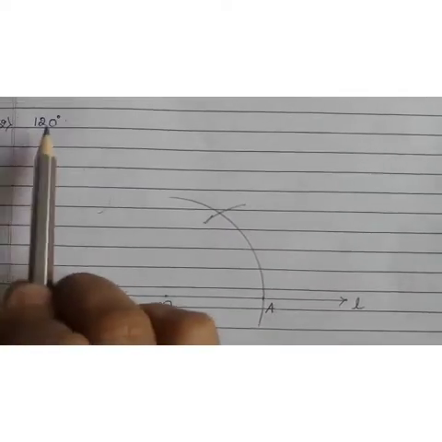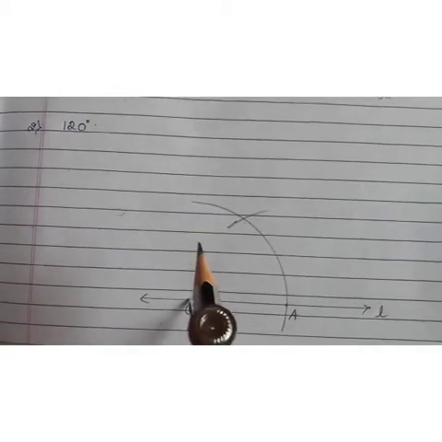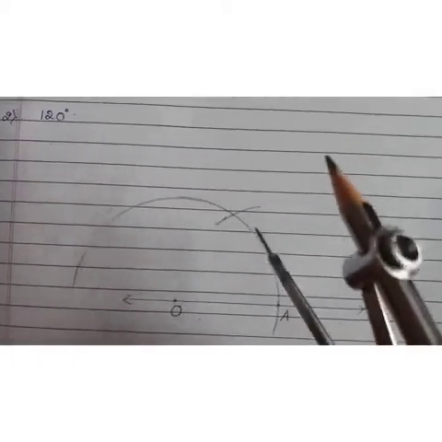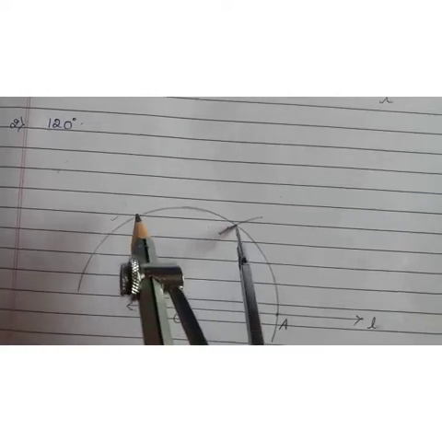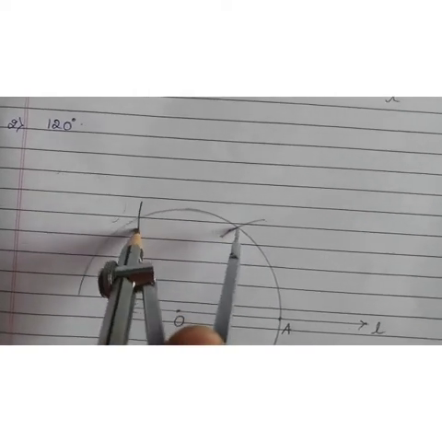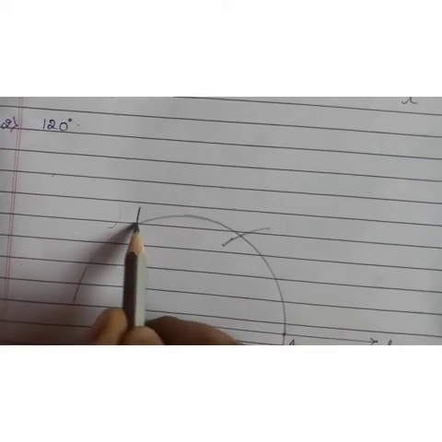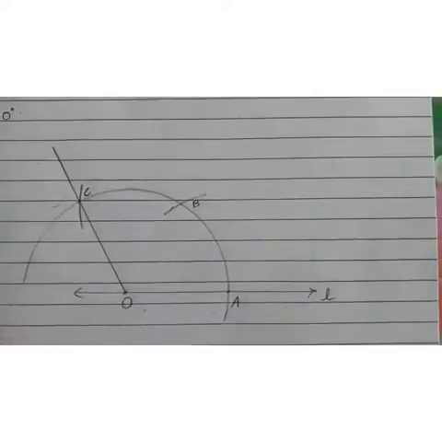But when you observe 120, it is 2 times 60, isn't it? So what I will do? I will just extend my arc, and then with this as center, you have drawn one arc. Now with this as center, draw another arc here. Now you got a point here. Now join O and this point.